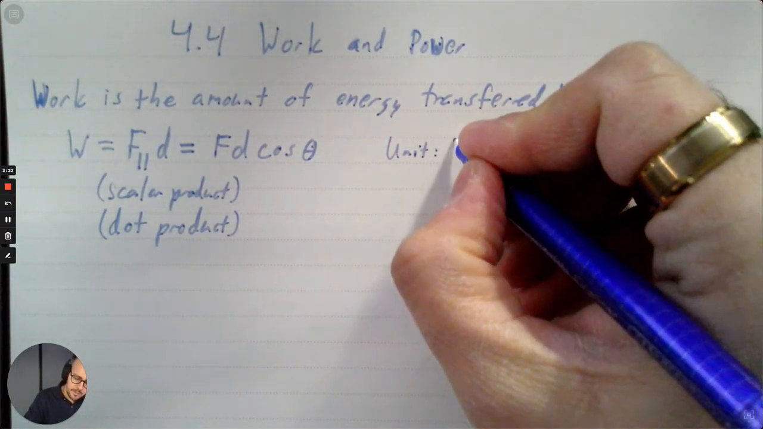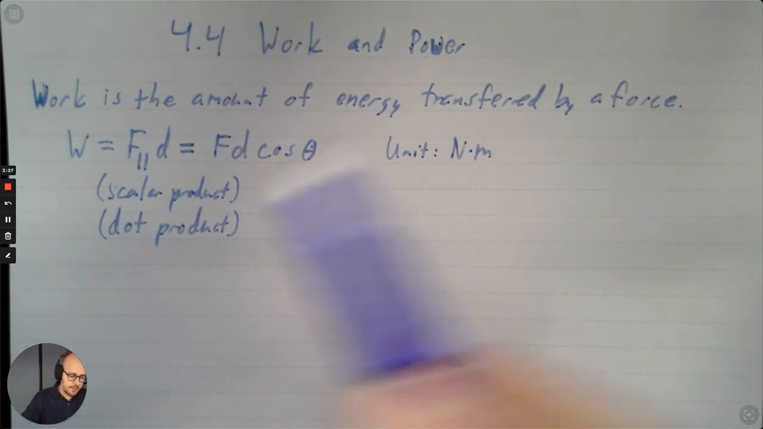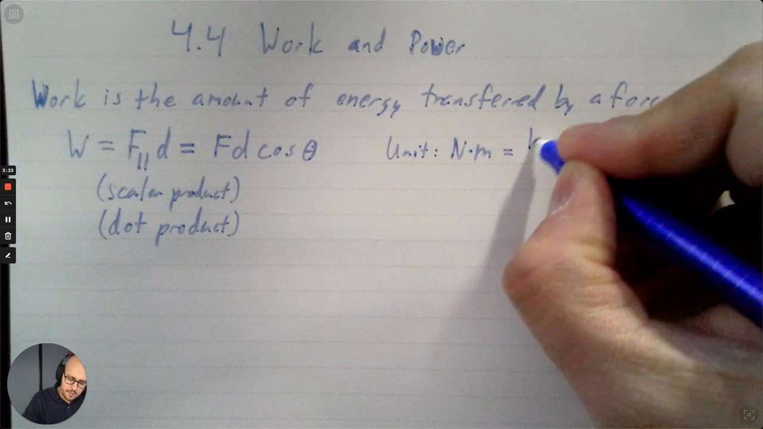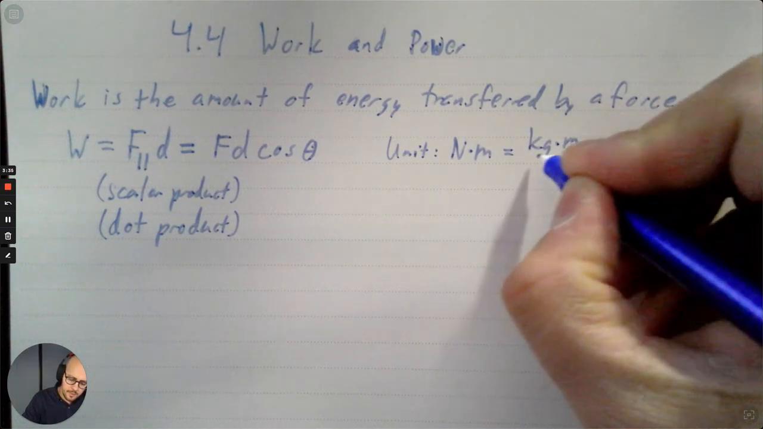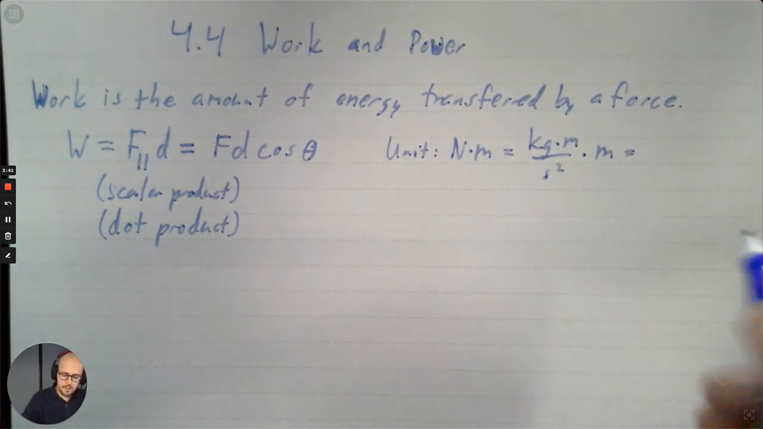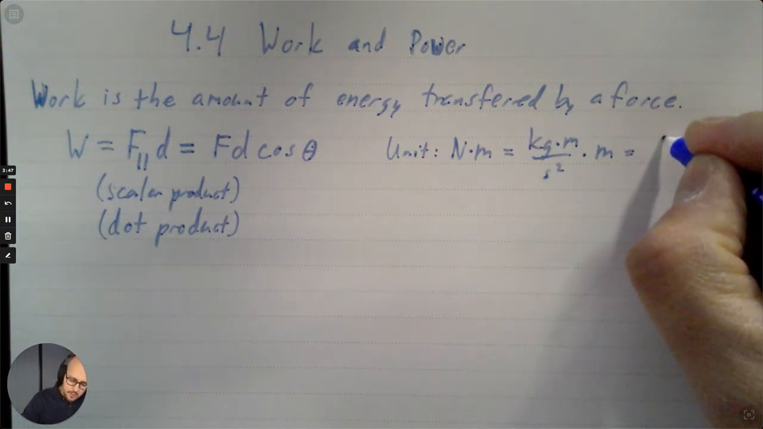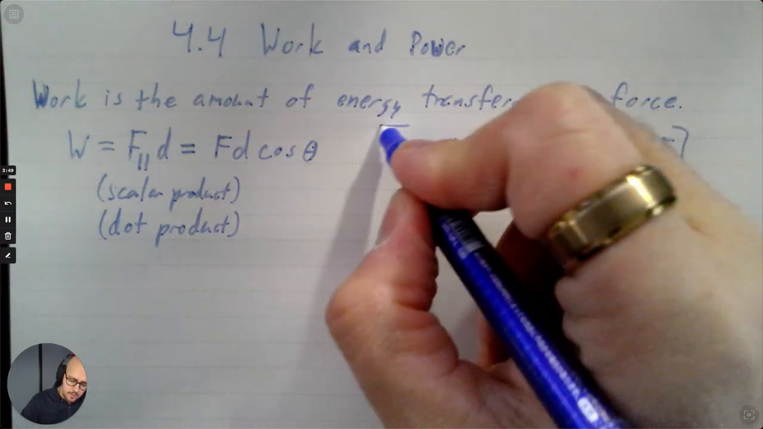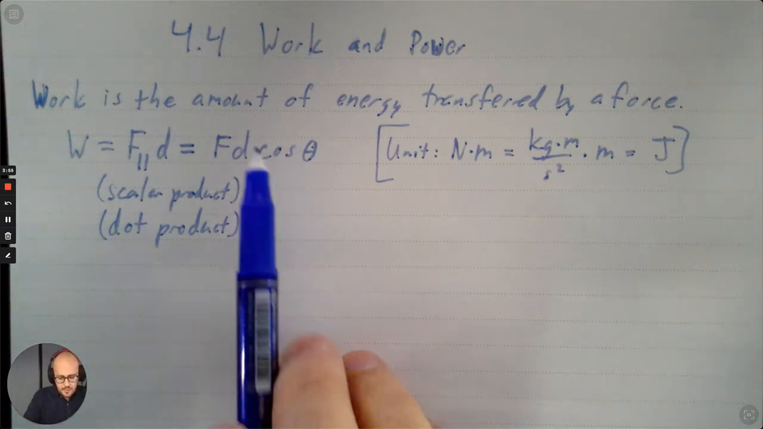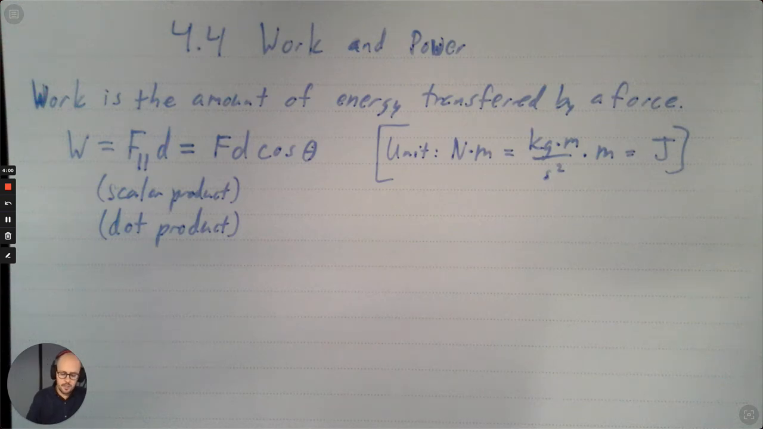The units are Newton meters, because it's newtons times meters, that's obvious, which means that if we take the Newton and break it down, a Newton is a kilogram meter per second squared. If we multiply that by meters, we get kilogram meters squared over second squared, and the unit is the joule once again. So the units of work are the joule, which should make sense. If work is defined in terms of energy, then it should have the same units as energy.